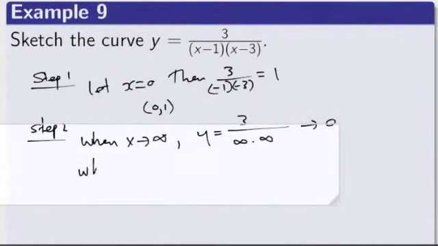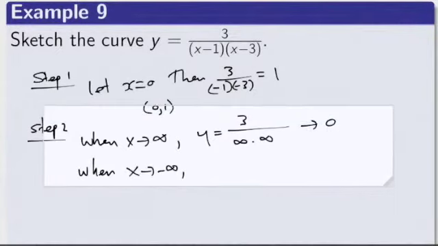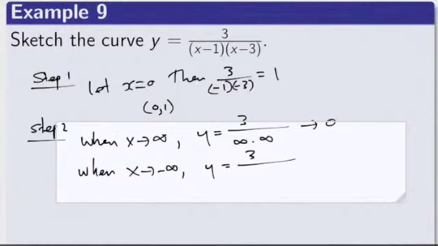When x goes to minus infinity, y would be 3 divided by minus infinity minus 1, which is still a very large number, which is minus, times minus infinity minus 3, which is again a very large number, which is a minus, so y goes to 0. A number divided by a very large number is 0, so y goes to 0.